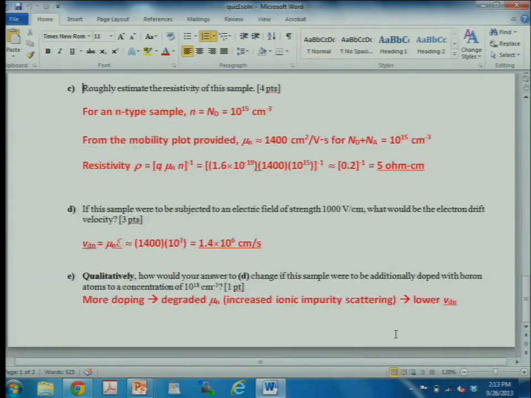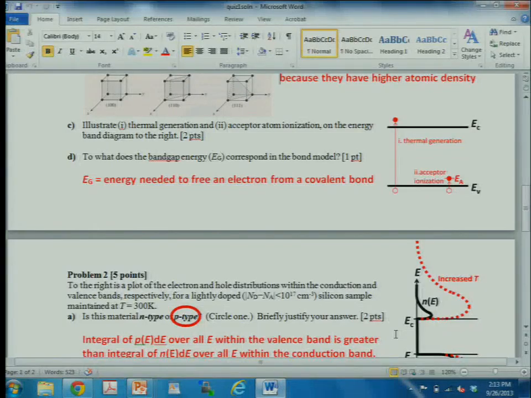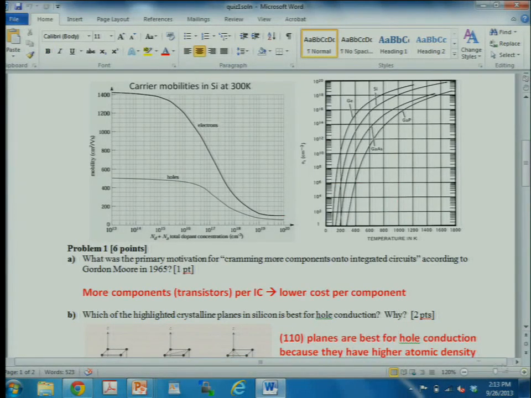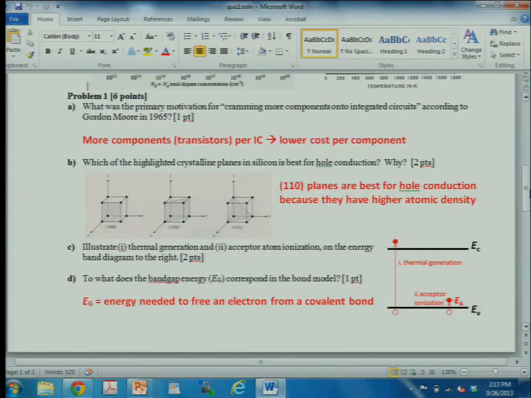I think that was it. I think pretty much you did very well. A few people, I guess, didn't realize that for holes, basically, these are electrons moving from one covalent bond to another, so it's best to have the atoms closely spaced together, so it's easy for an electron to move from one covalent bond to the next. So for hole conduction, you really have the best hole conduction in a plane that has the highest atomic density. Actually, more specifically, it's a plane that has the most covalent bonds lying in the plane, and that's the 110 plane.